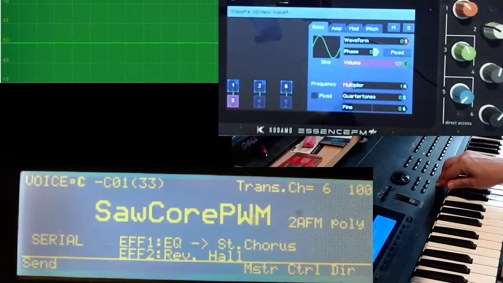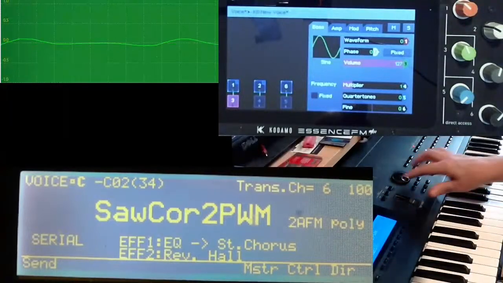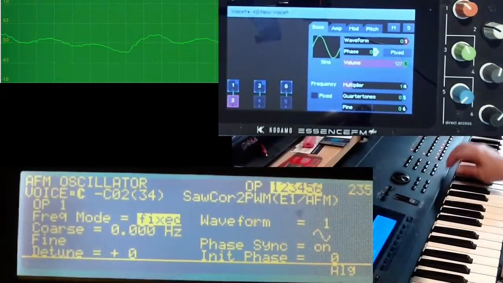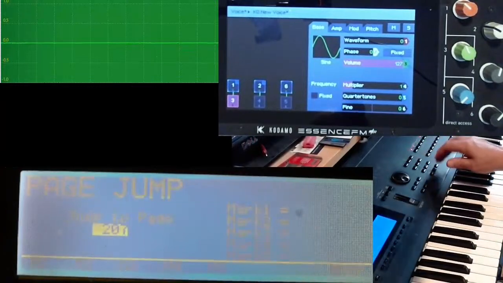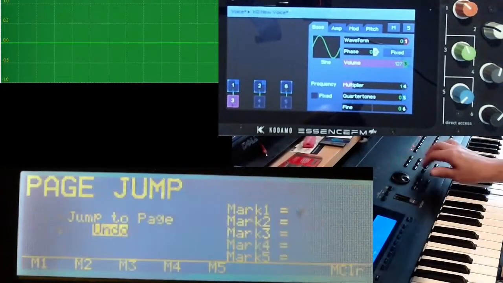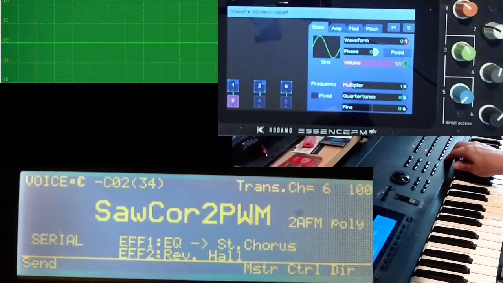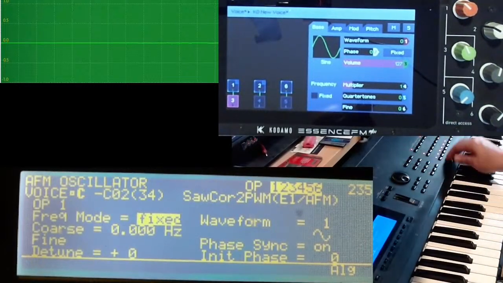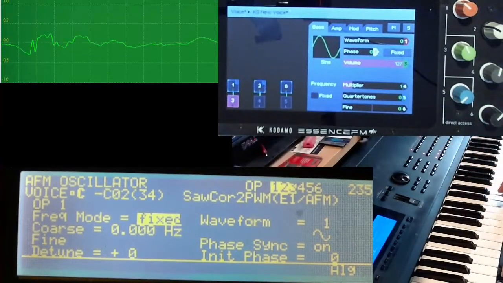So we're going to start with some basics here. I'm going to go to this version here, and we're going to call up the first part and isolate out what we've got going here.